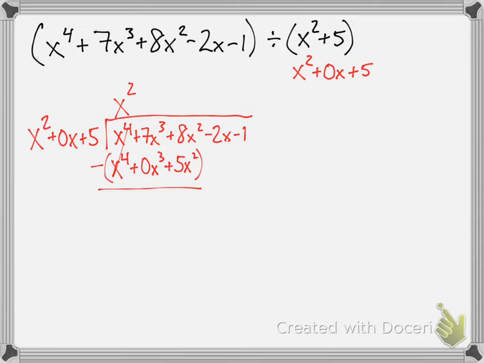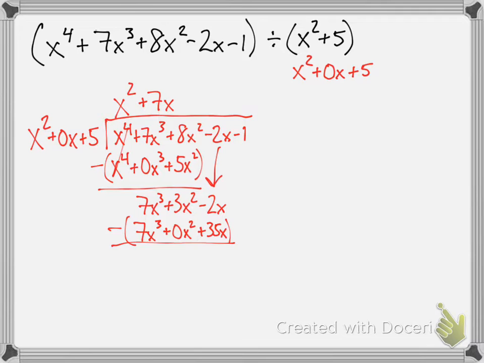7x cubed minus 0x cubed is 7x cubed. 8x squared minus 5x squared is positive 3x squared. And once again, you pull down your next term. Let's divide out the front things again. So 7x cubed, divide out the x squared. You have a 7x. Multiply that 7x to everything, so you end up with 7x cubed, positive 0x squared, and a positive 35x.